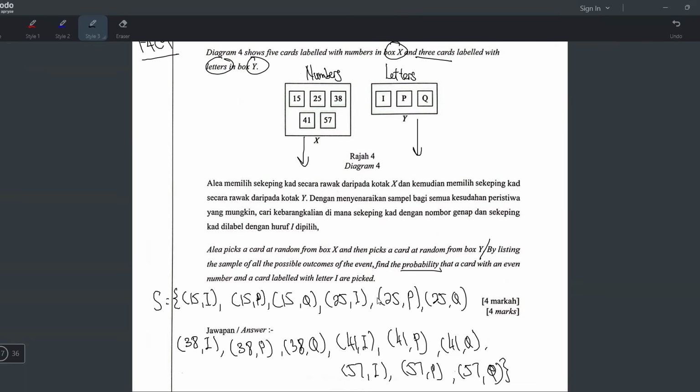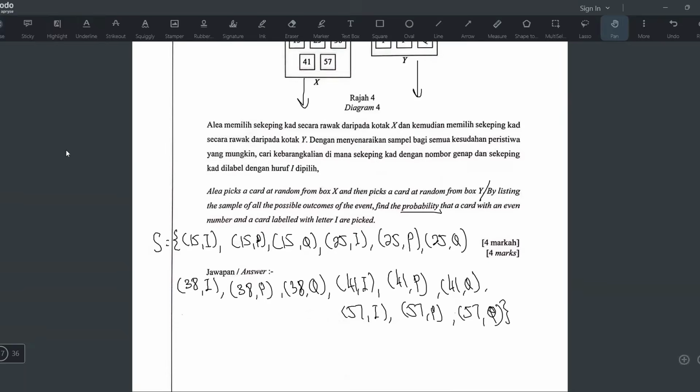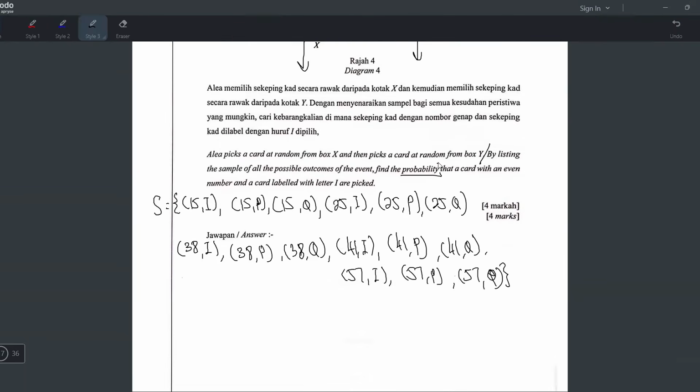Okay, 3, 1, 2, 3, 4, 5. Yeah, 15 lah. Okay, done with the sample space thing. Now focus on finding probability, but they only want probability for a card with an even number and a card labelled with I. So we will only choose probability, but I will leave kosong satu baris dulu, and then probability for what? Card with even and I. So I'll write here even and I.